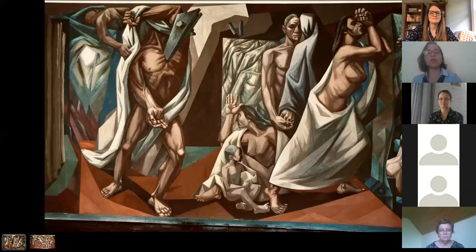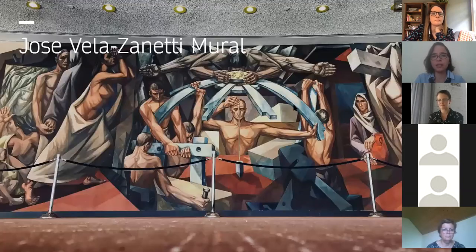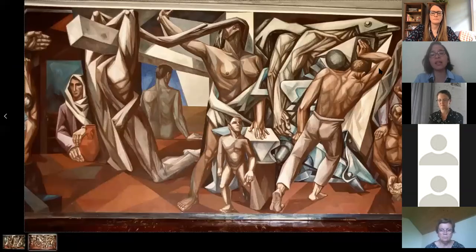So this part represents World War II. We see scenes of destruction, of suffering, of death. Then this part in the middle is the building of the United Nations itself. It shows people coming together from all corners of the world to join in building a new world and building this new organization. And then the end is reconstructing the world.